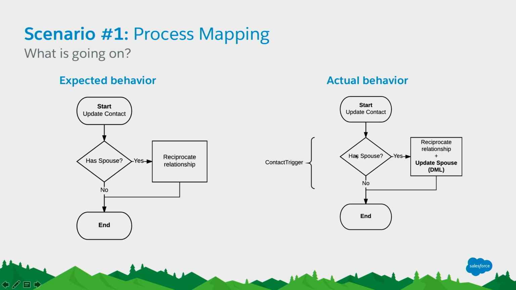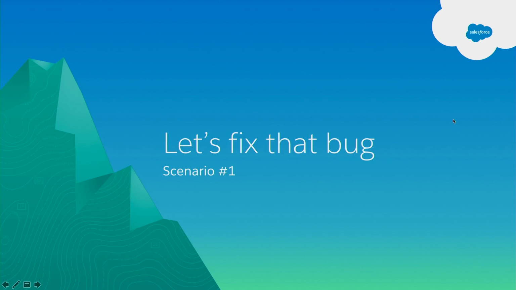Does John Doe have a spouse? Yes, because I've just updated John Doe's record. So I'll try to update Jane Doe's record, and then I'll try to update John Doe's, and Jane Doe and John Doe, and it will never stop. So this is where we're having an issue. So how can we fix that? Let's go back to the code and see what is possible.